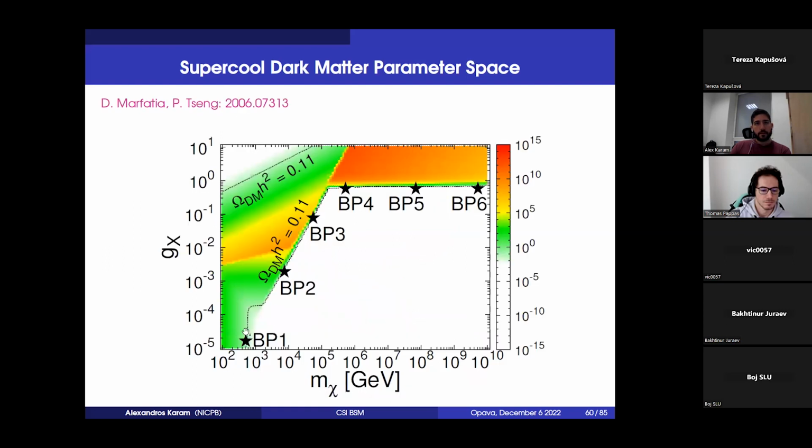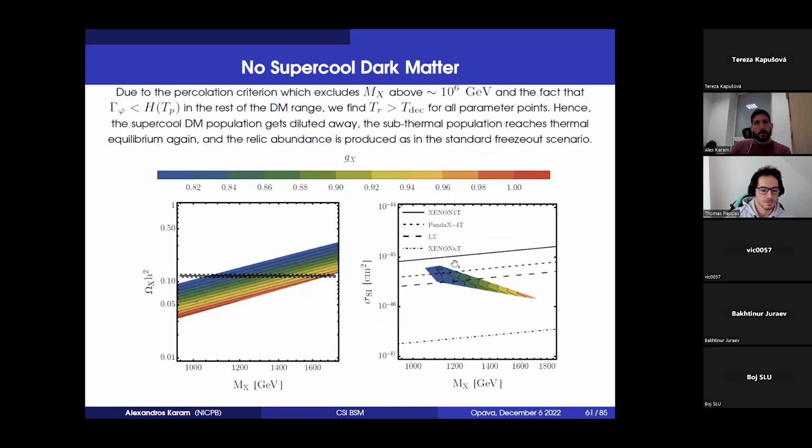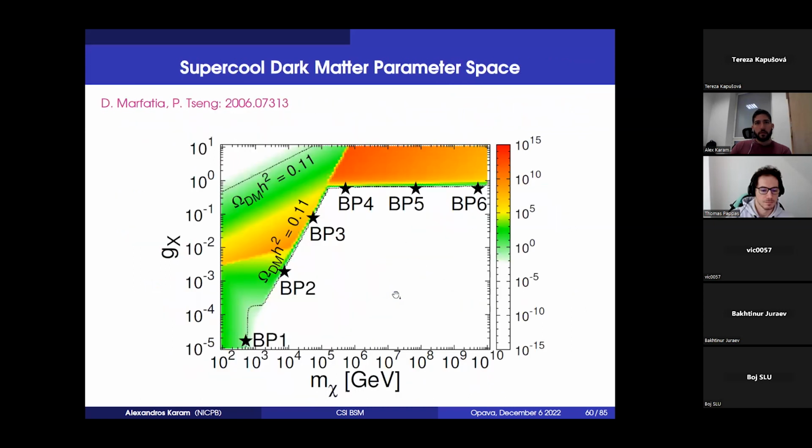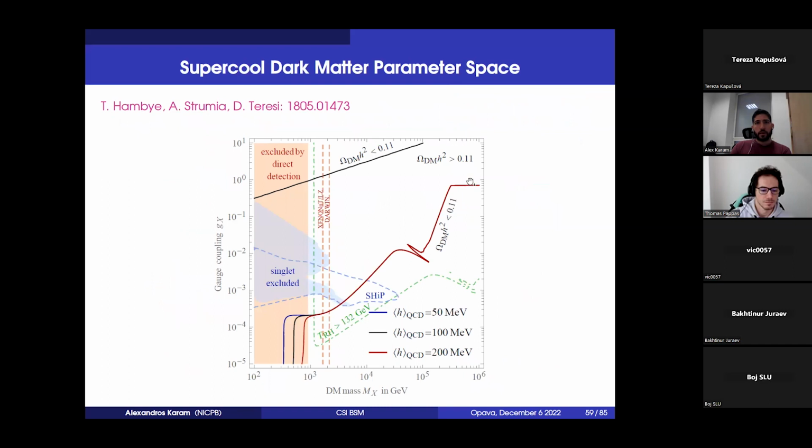And this is a similar plot from this other paper. But what we find is that due to the percolation criterion, which excludes mx above 10^6 GeV, and the fact that in the rest of the dark matter range there's this condition, we find that the reheating temperature is always larger than the decoupling temperature. And because of that, we only have the standard freeze-out mechanism. Therefore, in these plots, we claim that this is not true. This model cannot reproduce dark matter via the supercooling mechanism.